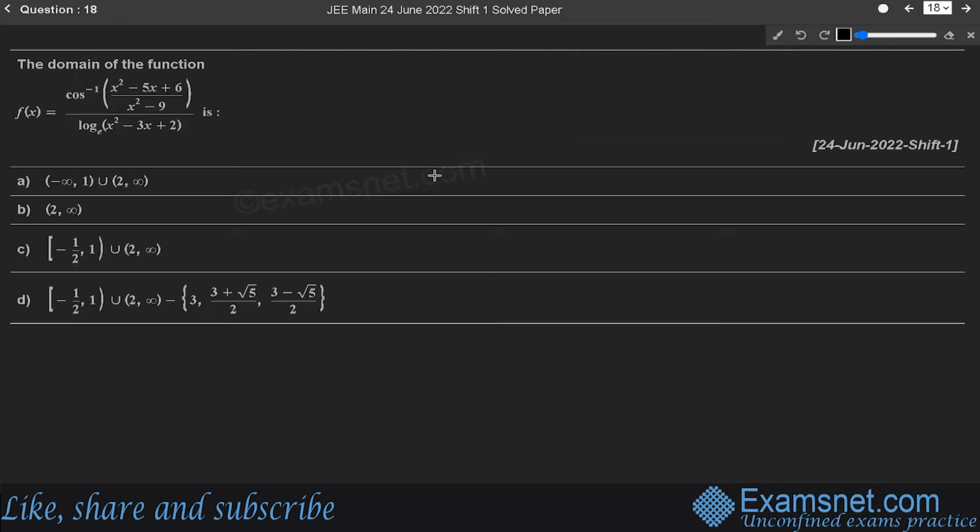Next question is a very, very interesting question. The domain of the function f(x) equals cos inverse of (x square plus 5x plus 6) divided by (x square minus 9), divided by log base e of (x square minus 3x plus 2), is. We just have to find the domain. Here, the part (x square plus 5x plus 6) divided by (x square minus 9) lies between minus 1 and plus 1. Also, x square minus 3x plus 2 is greater than 0 and it is not equal to 1.